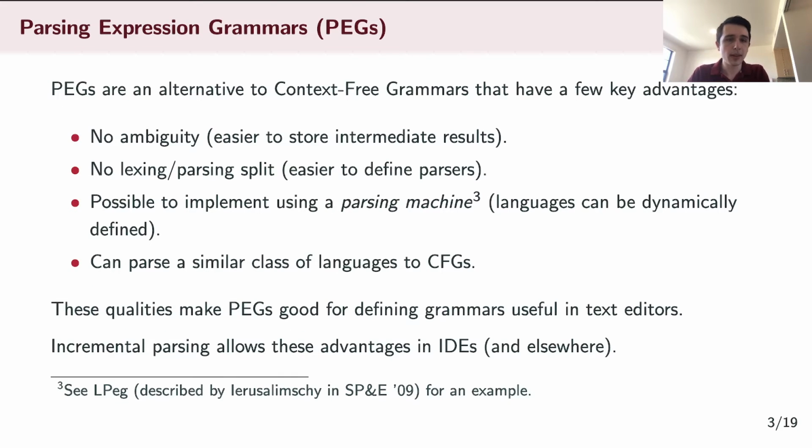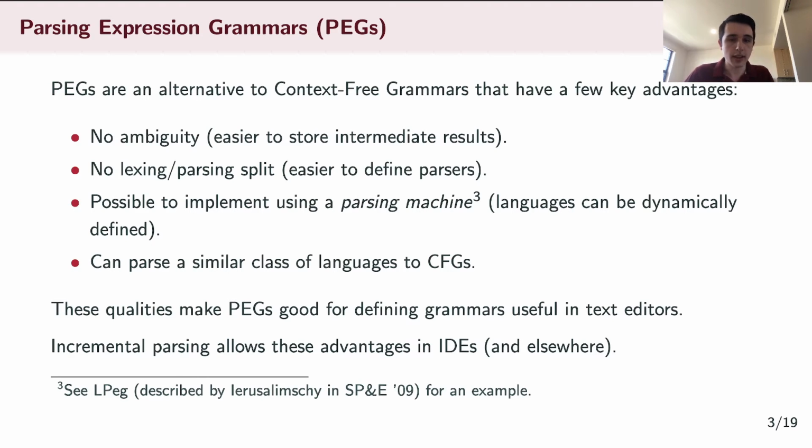Okay, so what are parsing expression grammars, and why did we choose to use them? PEGs are an alternative to context-free grammars that have some nice properties for us. In particular, there's no ambiguity, and there's no lexing and parsing split. This makes it easy to define a grammar because it's just one file; you just parse using this one grammar.